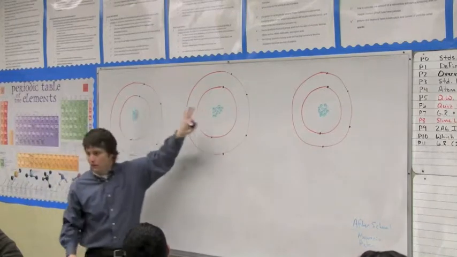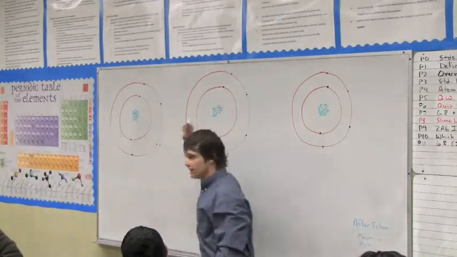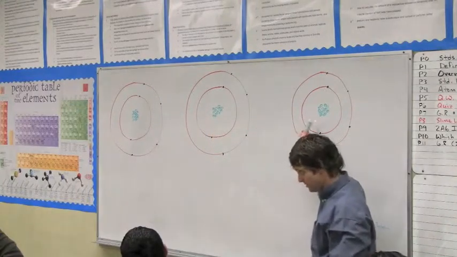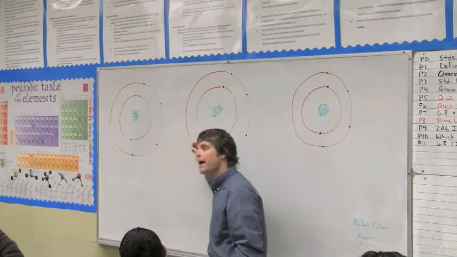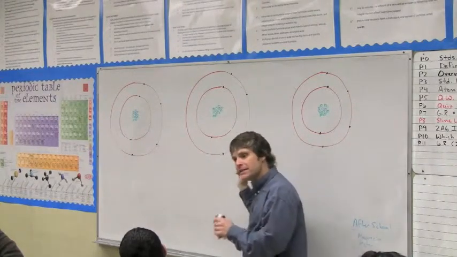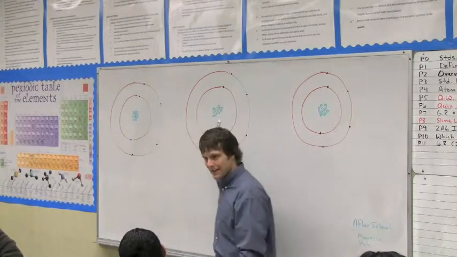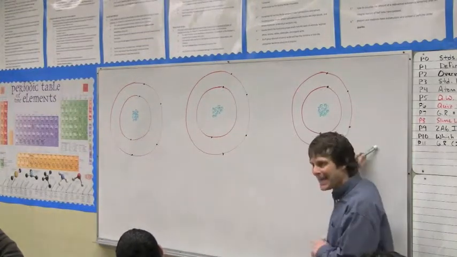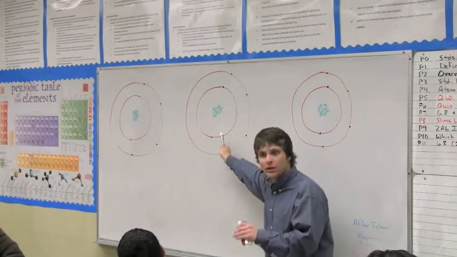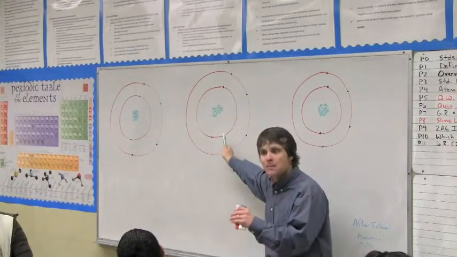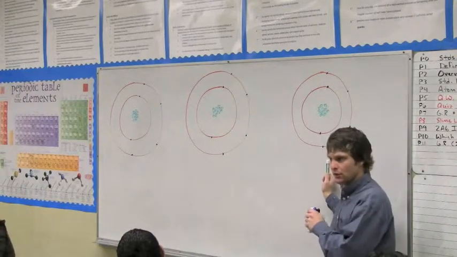Carbon atom, carbon atom, carbon atom. 6 protons, 6 electrons each. But when you compare these atoms, they have a different number of neutrons. This one has 6 neutrons, this one has 7 neutrons, this one has 8 neutrons. They are all carbon atoms with the same number of protons, same number of electrons, but they each have a different number of neutrons in the nucleus.